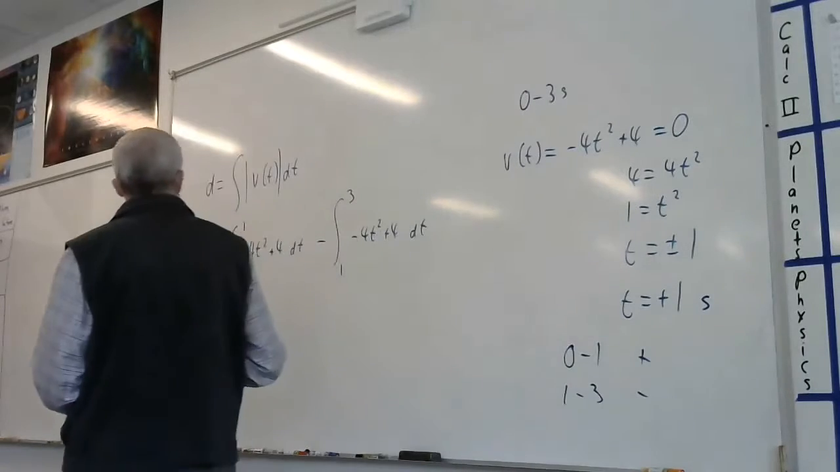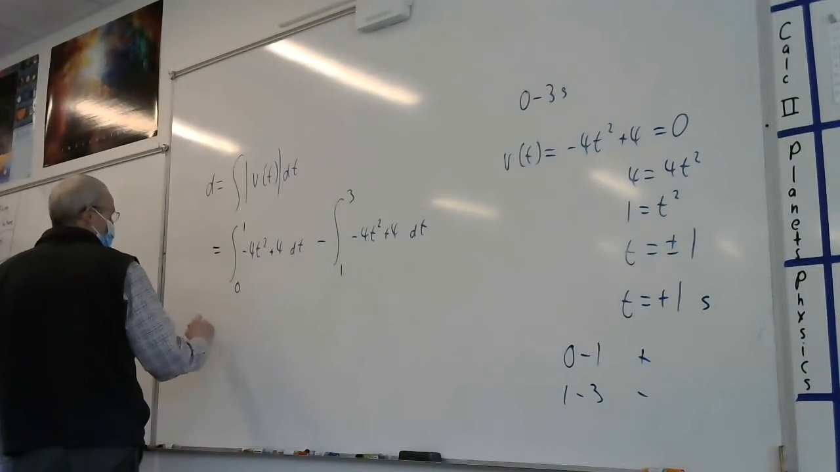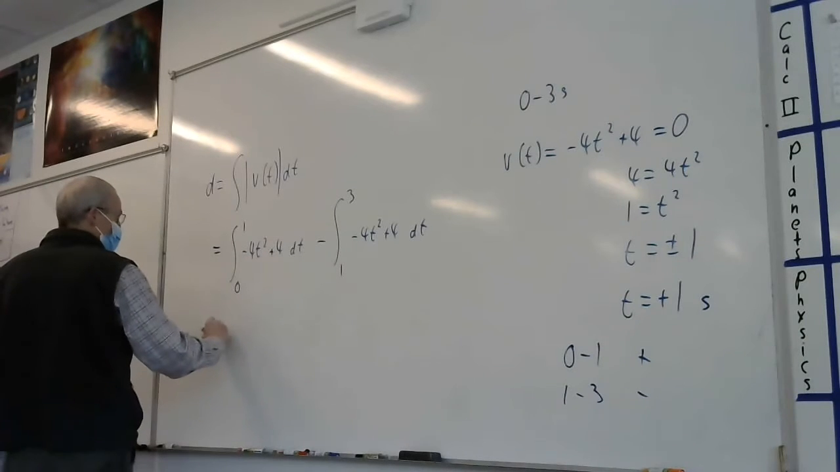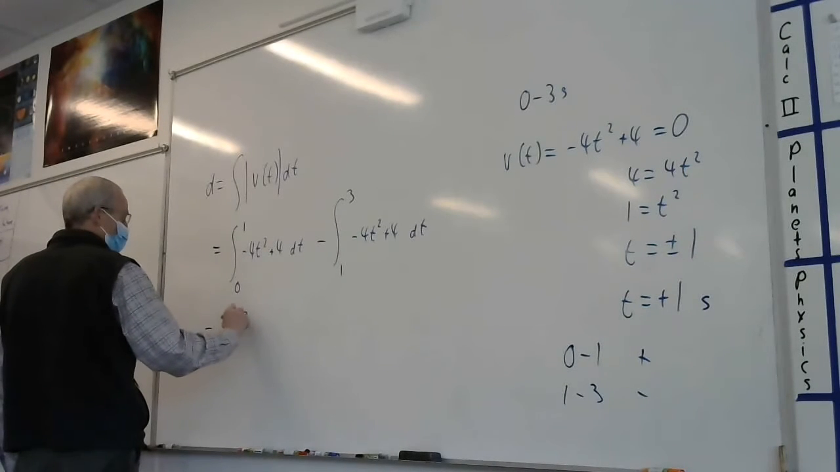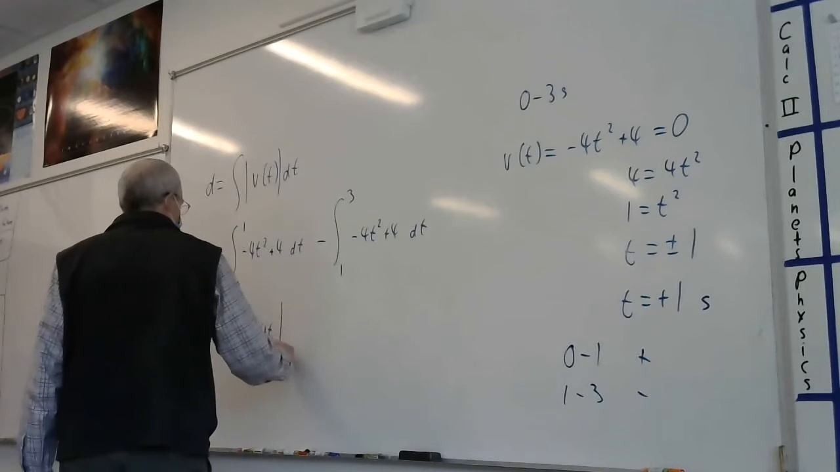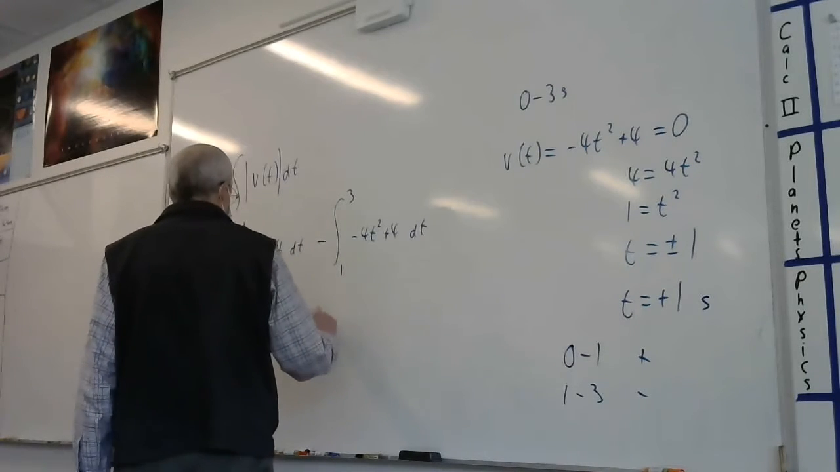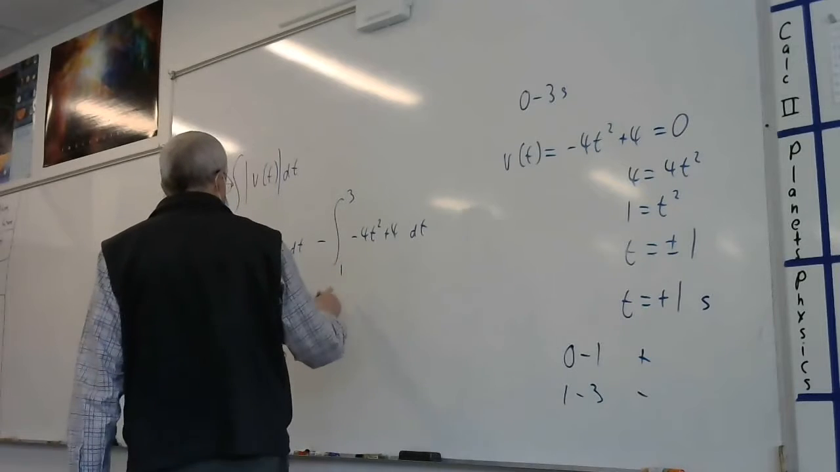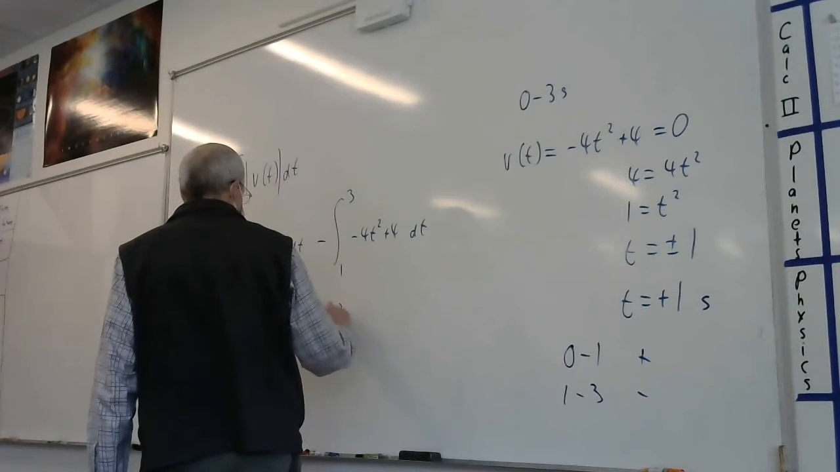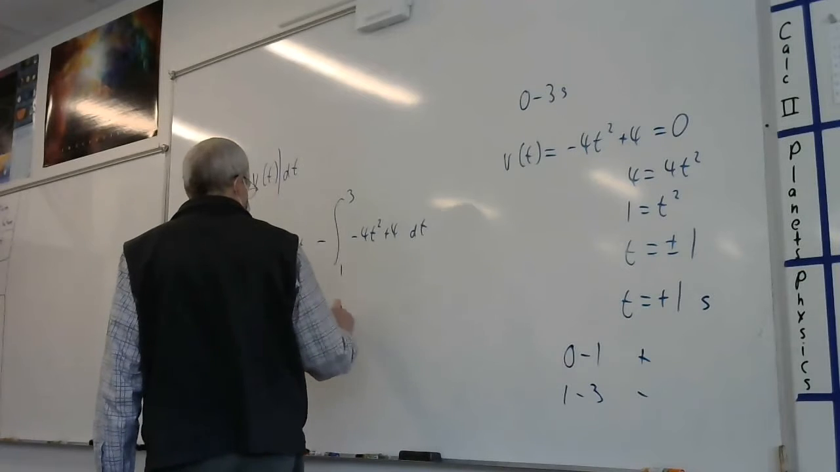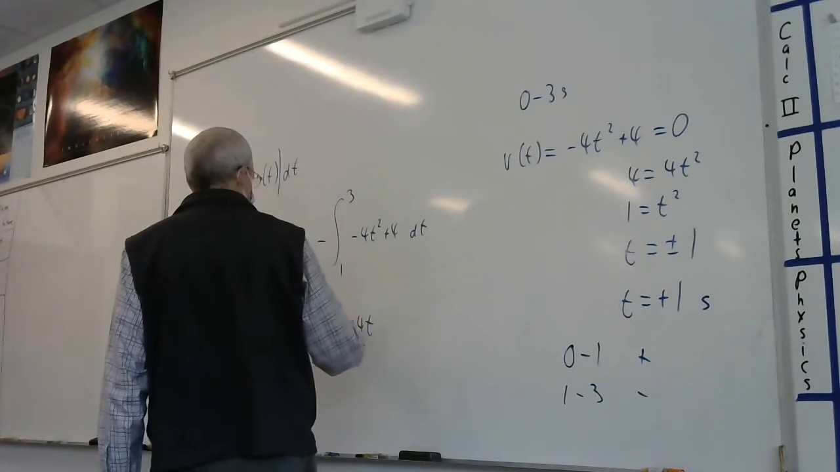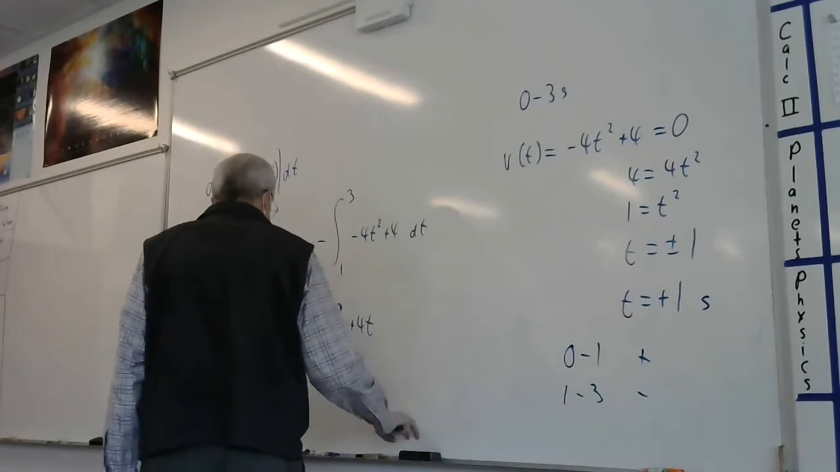The integrals are easy, it's just a lot of numbers. So the integral is easy, the same integral both times, right? So t cubed over 3. So negative 4t cubed over 3 plus 4t from 0 to 1, minus negative 4t cubed over 3, which makes it a plus 4t cubed over 3 plus 4t minus 4. Okay, you gotta be careful here.